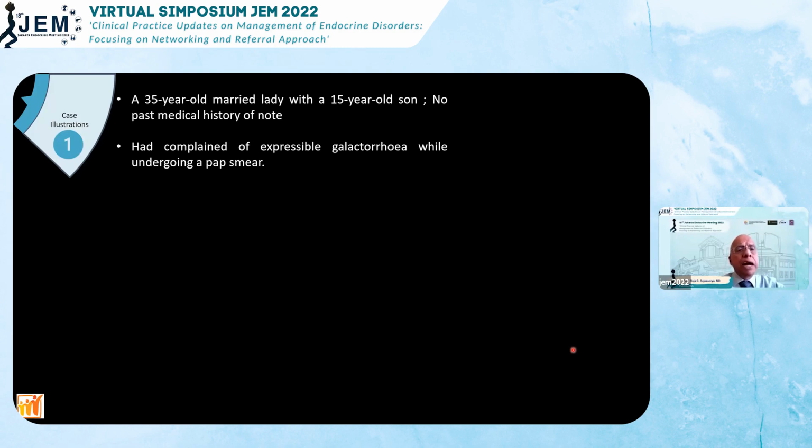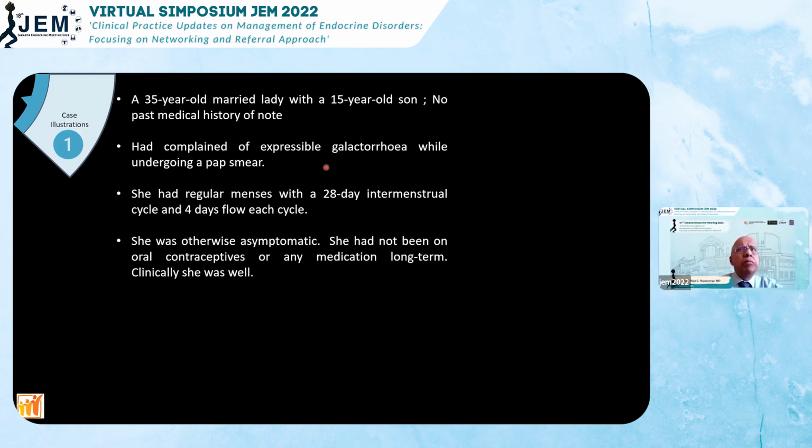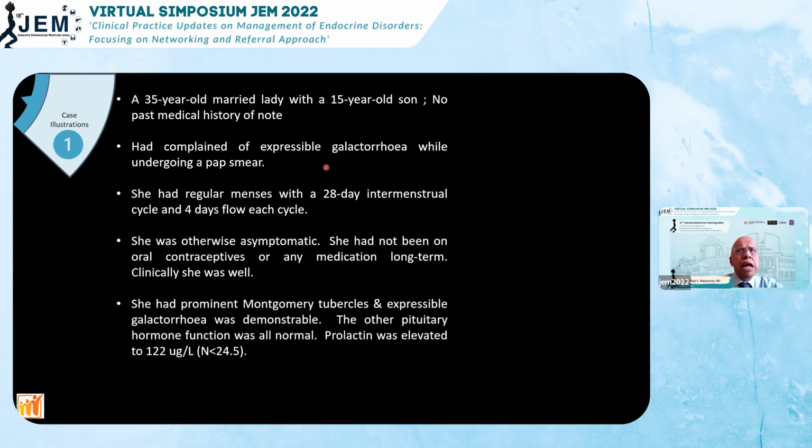She had no past history of note. She had complained of galactorrhea while undergoing a pap smear. She had regular menses, so the prolactin may not have been that high to cause problems. She was asymptomatic, not on any oral contraceptives to cause high prolactin. She had prominent Montgomery tubercles, which suggests prolactin was chronically a little bit on the high side. And finally, we confirmed that prolactin was elevated to about 4 or 5 times normal.